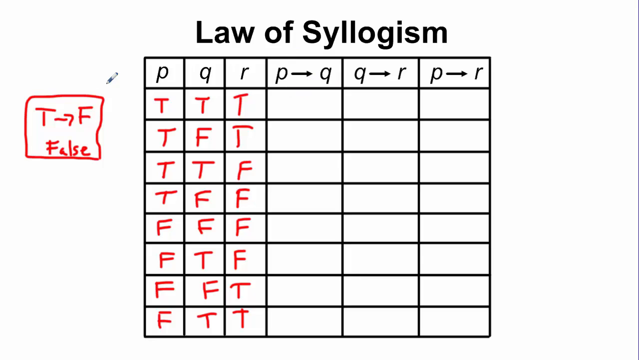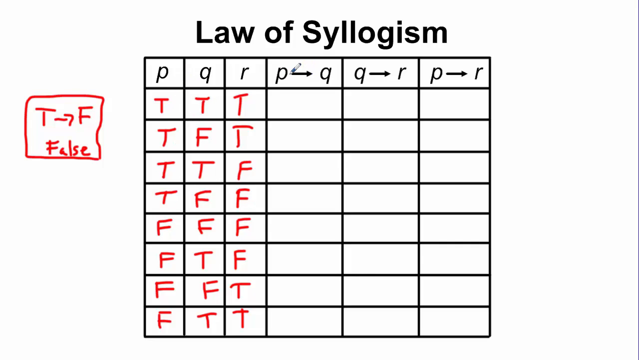Next, recall the side note I put here: the only time the conditional is false is when my hypothesis is true and my conclusion is false. I'm going to use this fact to help fill out these conditional statements. In this column, P is the hypothesis and Q is the conclusion, so I'm only looking at these two columns right now.